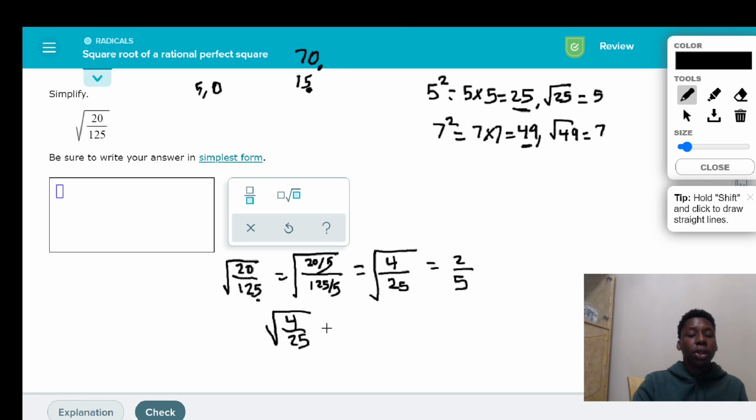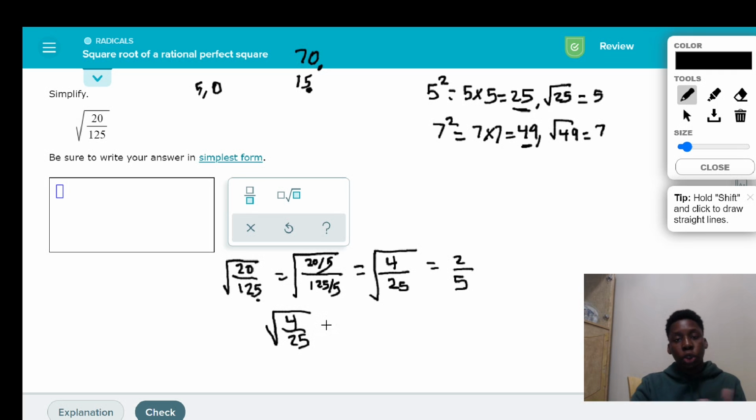So now we're going to ask ourselves, is there any number that can divide 4 and can also divide 25? Is there any number that you think can divide 4 and 25? Okay, so 5 can divide 25. But can 5 divide 4? No, I don't think so, because 4 doesn't end with a 5 or a 0, right? So there's nothing common between both of them. So we're good, this is the simplest form it can be.